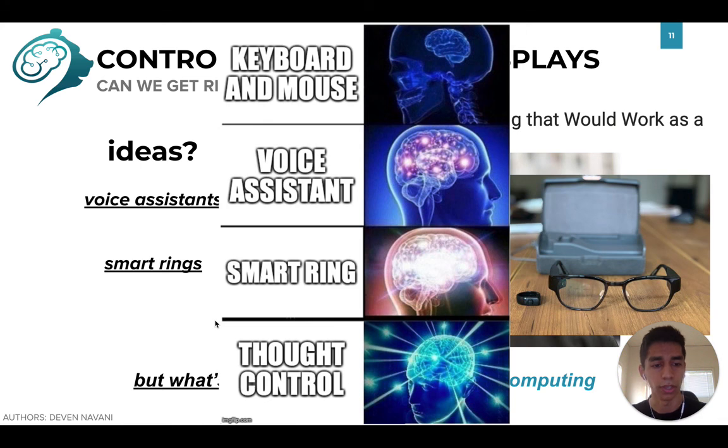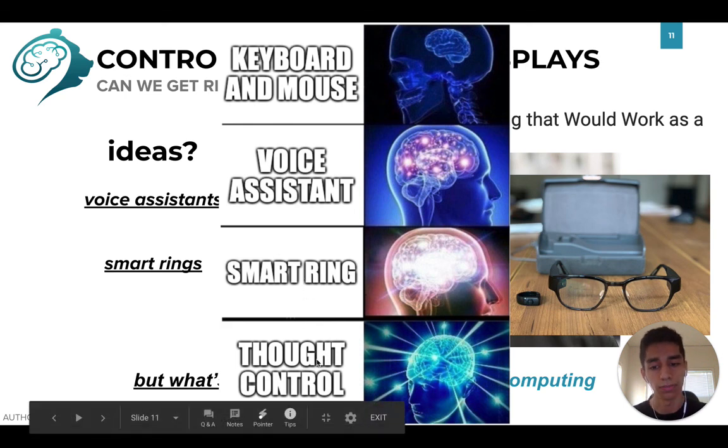And here's an obligatory meme. So what we're doing is we're getting rid of the middleman, right? The keyboard and the mouse was the middleman. Voice assistants are kind of still a middleman. Smart rings we haven't really seen being used, but they are also a middleman. We want to get to thought control.